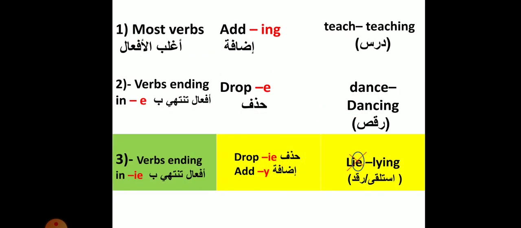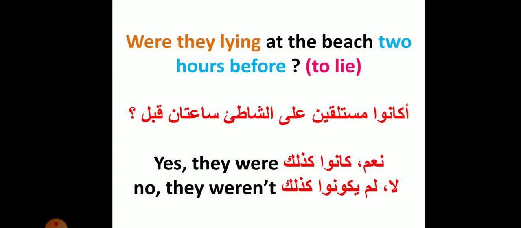The third rule, verbs ending in ie, we drop the ie and we add y. For example, lie, lying. For example, were they lying at the beach two hours before? Here we have the interrogative sentence. The answer, yes, they were. No, they weren't. Here we use the auxiliary verb to be to give the short answers.